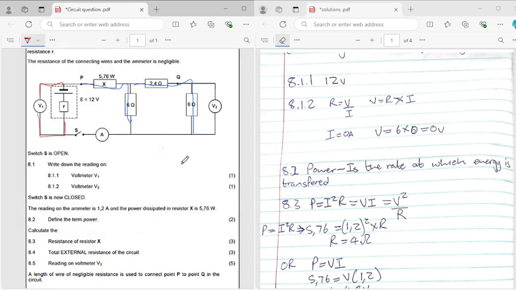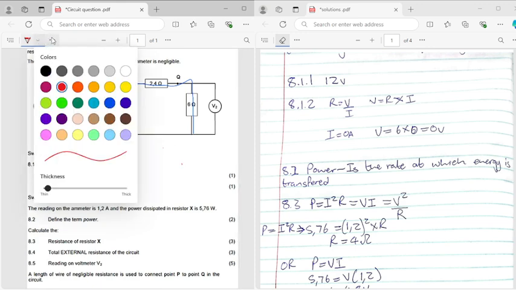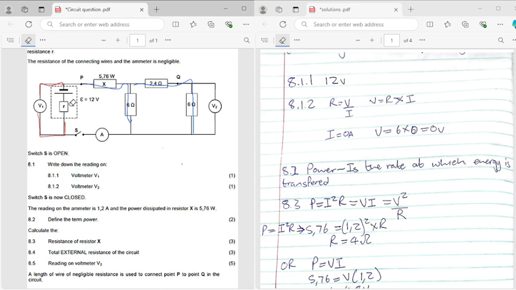Now let me just get the eraser. Now for this part, they say switch S is now closed, and the reading on the ammeter, which is this ammeter, is 1.2 amps, and the power dissipated in the resistor X is 5.6 watts.